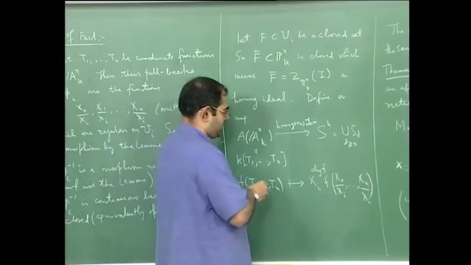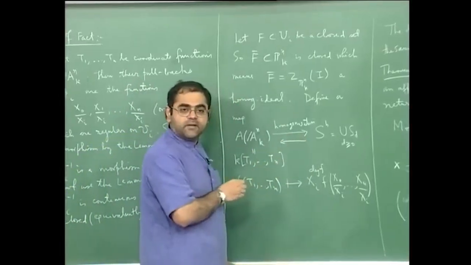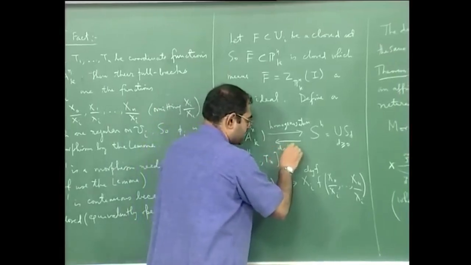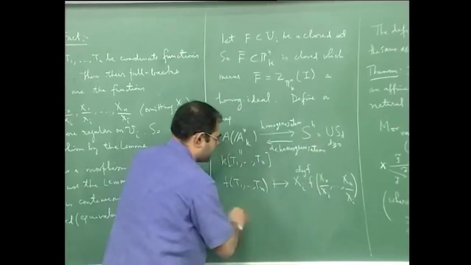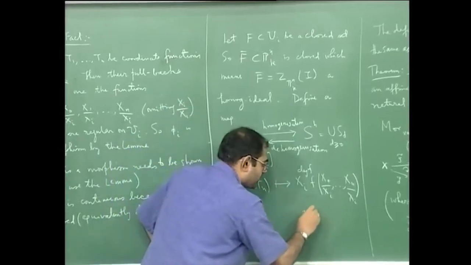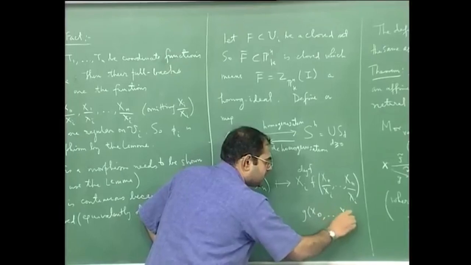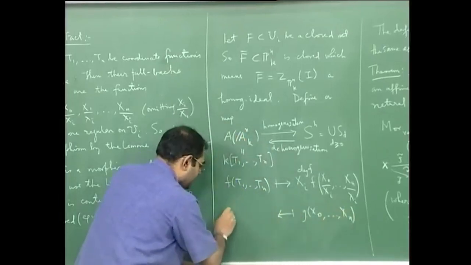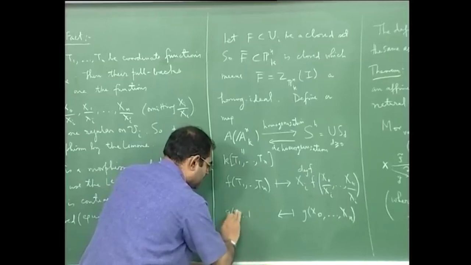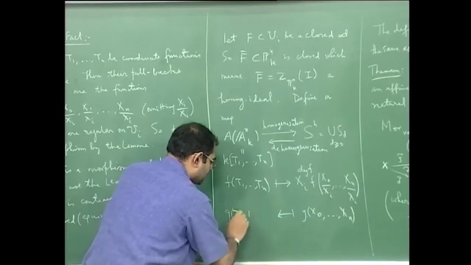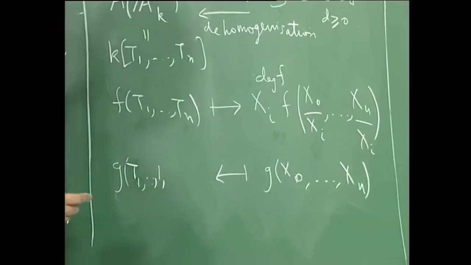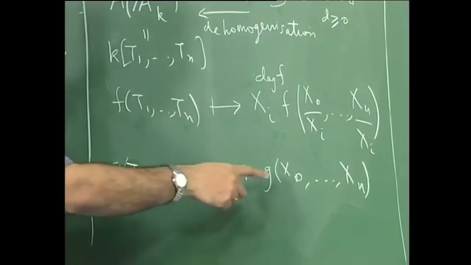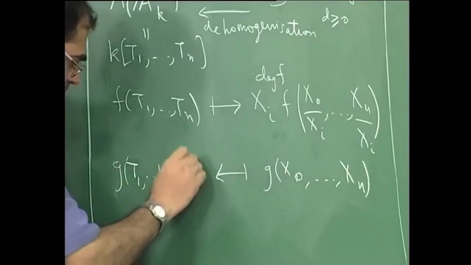And there is a map in the other direction, which is called dehomogenization. That's very simple. You give me a polynomial g(x0, ..., xn), and I do the obvious thing. I simply send it to g(t1, ..., 1, ..., tn). I put 1 where I have xi, then I put tn, okay. So this is called dehomogenization.